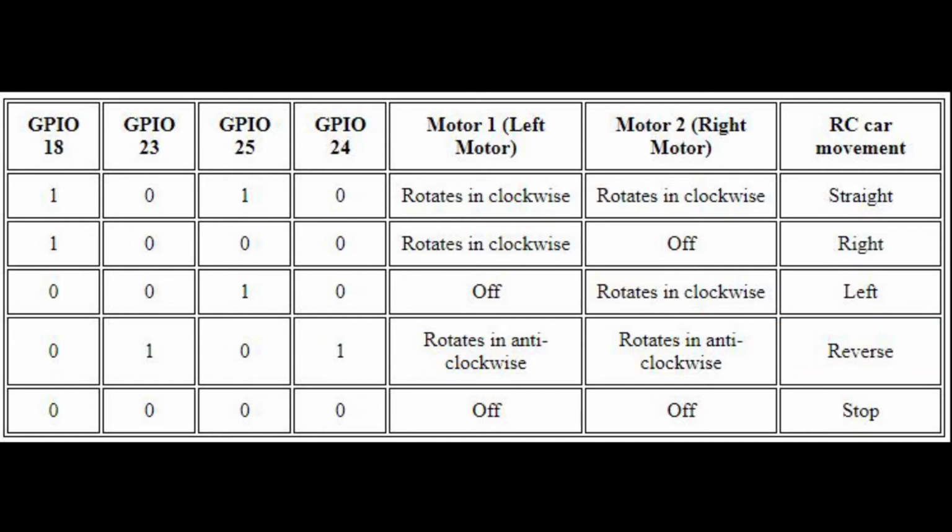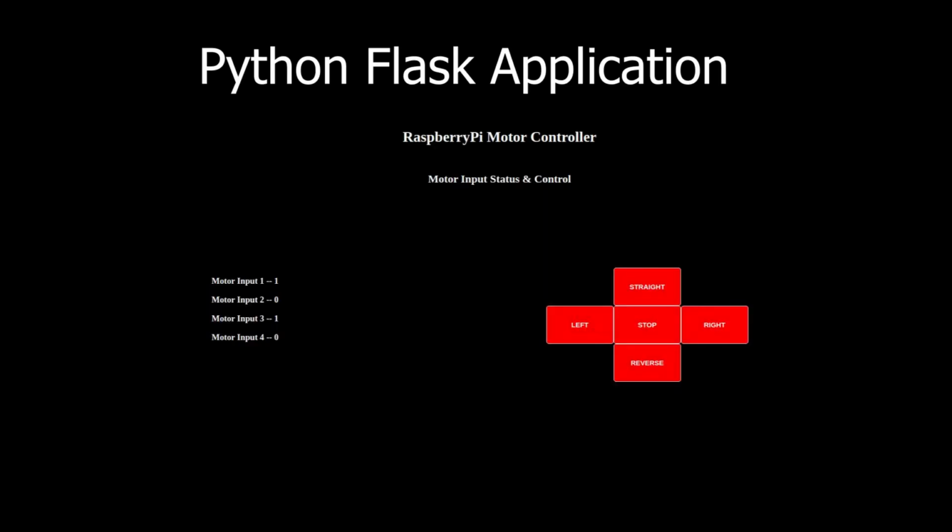This is just a setup of connecting to the motor driver, and we are not sending the control signals from the Raspberry Pi yet. The Python Flask application to control the motor will be explained in the further part of this video. Before proceeding further, install Flask using pip by this command.